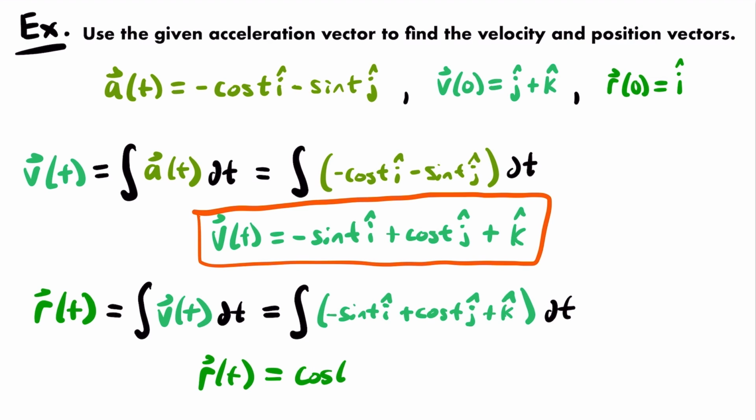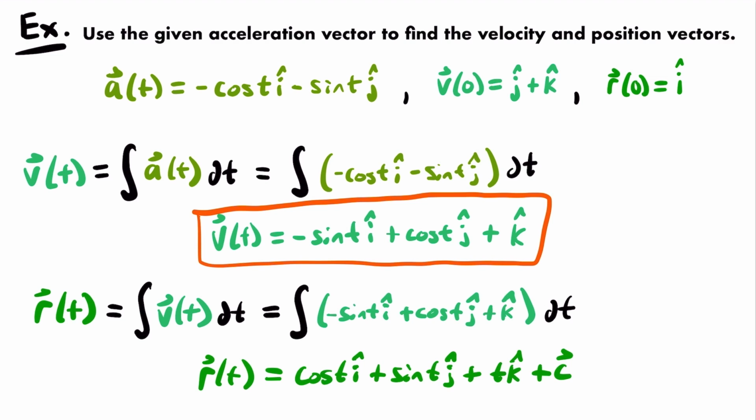So we have cosine t i. Then we want to integrate cosine, which will be sine, because the derivative of sine is cosine. So we get plus sine t j, and then we want to integrate k, or really the component of 1, and the integral of 1 is just whatever variable you are integrating with respect to, in this case t, so we get t times k. All right, but then don't forget, once again, your constant of integration, plus c. Or really, in this case, it's a vector constant of integration.